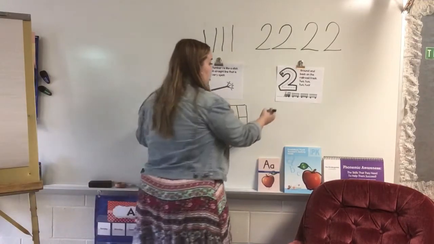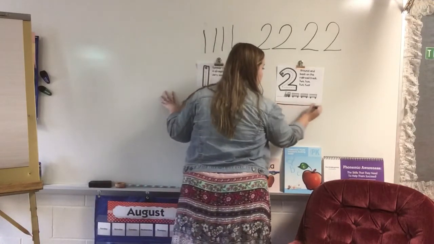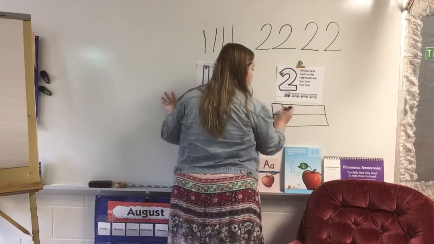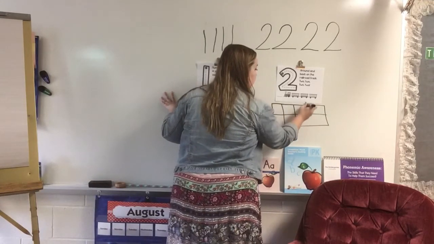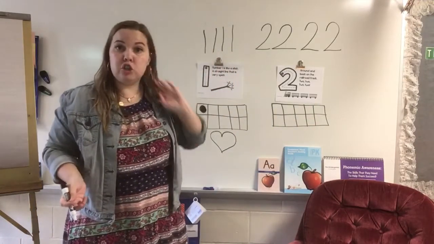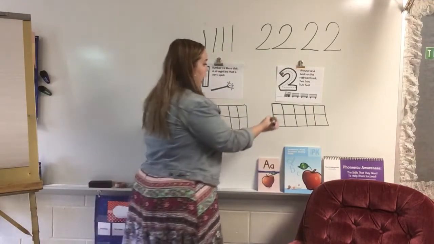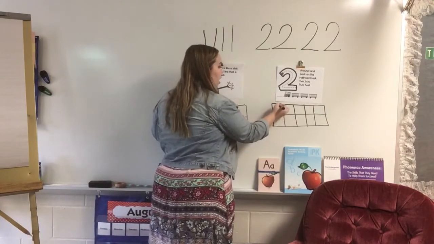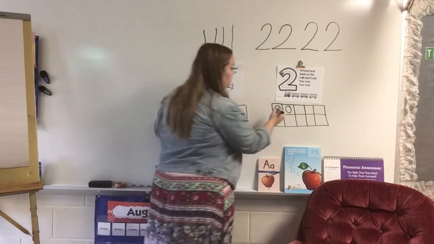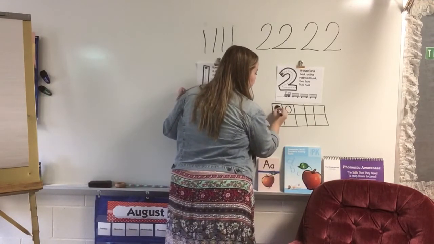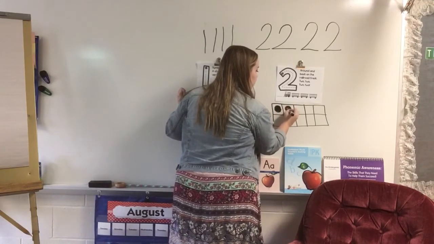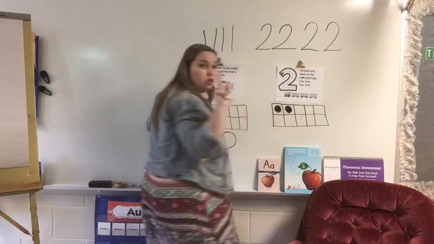We said we could show 2 in a 10 frame, just like we show 1 in a 10 frame. And once again, a 10 frame is just a box that's got 10 spots. So if I wanted to show the number 2 in a 10 frame, I would count. 1, 2. 2 spots are filled in my 10 frame.